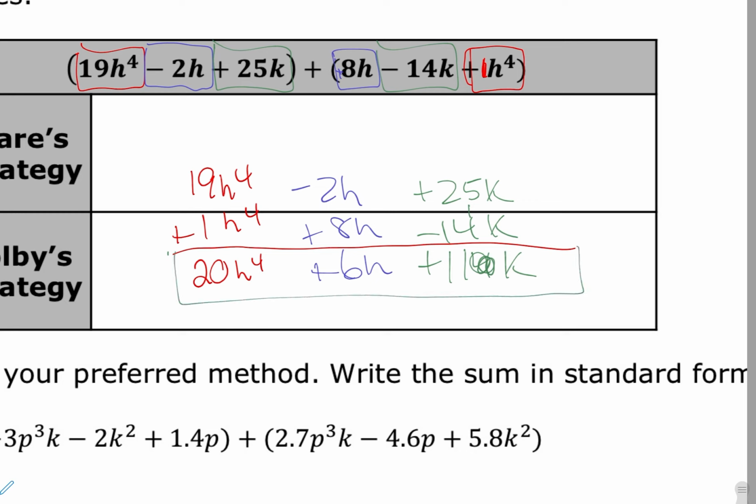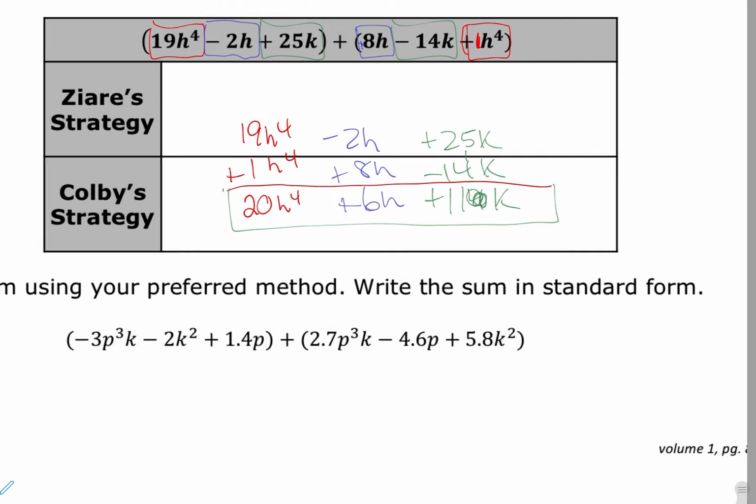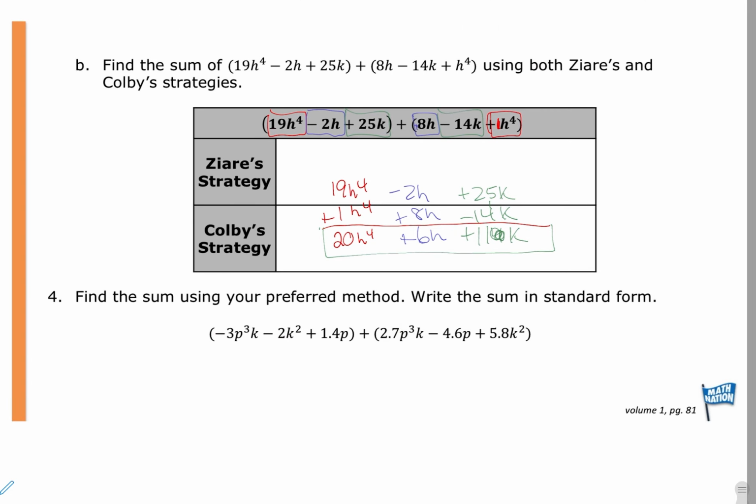As long as we line it up, we can use the best of Colby and Zaire to be proficient at this skill. But it has to have, I repeat, it has to have a plus sign right here for us to do it. So 4, y'all can knock that out on your own.